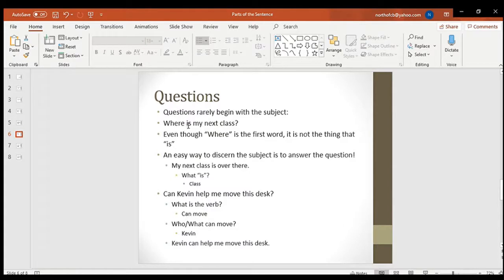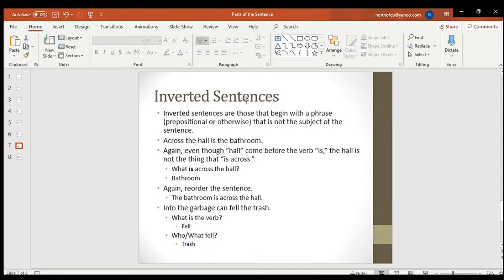Identifying that verb. Remember, your linking verbs give you that state of being, right? You are nice, right? Who's in the state of being nice? You, okay? My next class is over there, right? What is over there? My class. Same thing here, we are looking at verbs. Identify the verbs. So we're dealing with inverted sentences. Usually they deal with linking verbs, but not always. So across the hall is the bathroom. Verb is. What is across the hall?